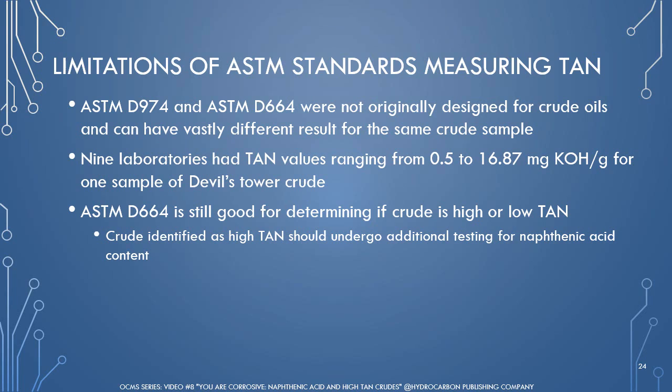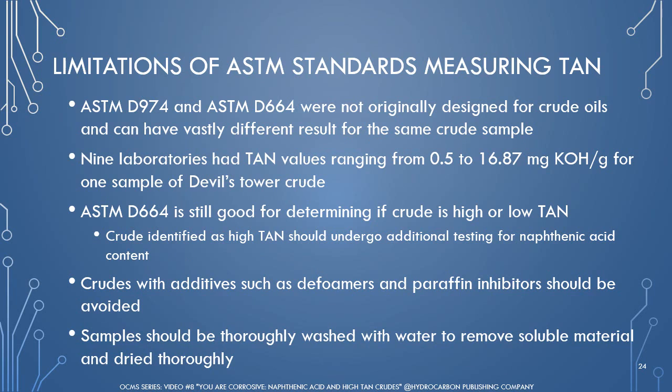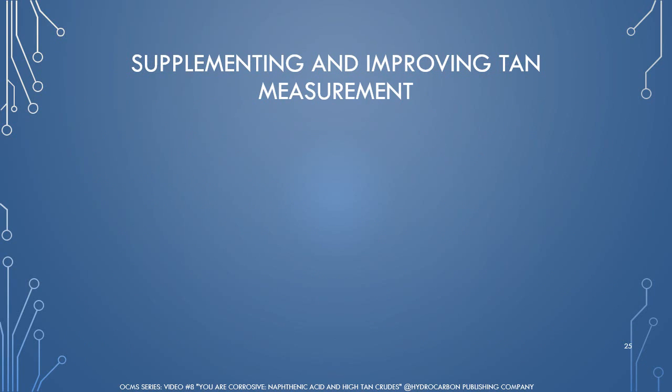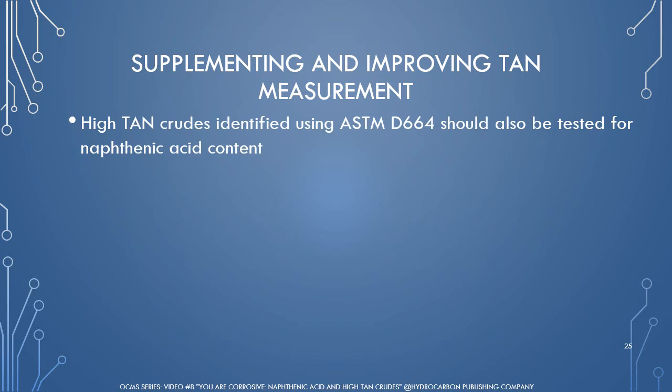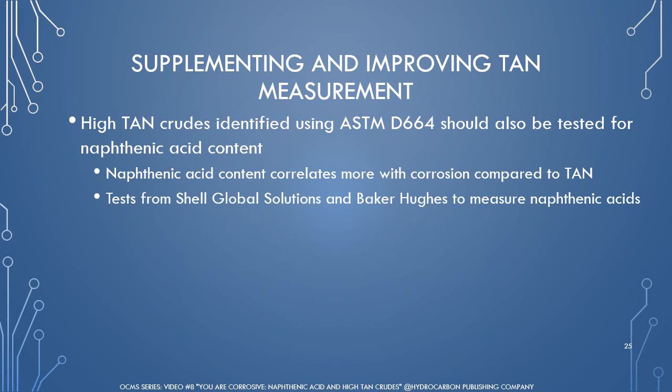To get more consistent results, refiners should avoid samples with additives such as defoamers or paraffin inhibitors, and remove soluble material by washing the sample with water and drying it thoroughly. As mentioned previously, crude samples identified as high TAN should be tested for naphthenic acid content, which better relates to corrosivity compared to total acid number. Some methods suggested in literature include tests from Shell Global Solutions and Baker Hughes.